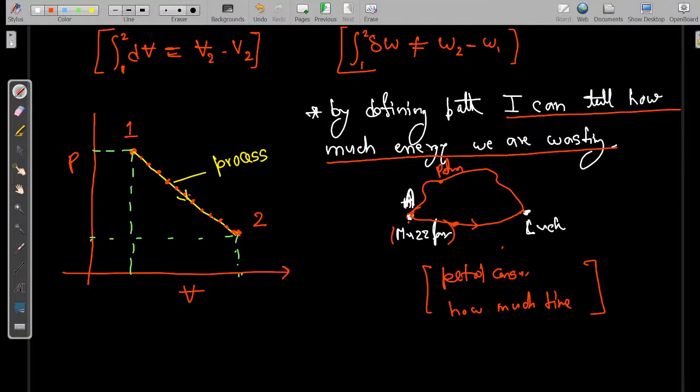So that is the reason we focus on defining the process path. Until or unless we are able to define a process path, we will not be able to analyze different properties or the interaction between system and surroundings. Okay, any doubt?